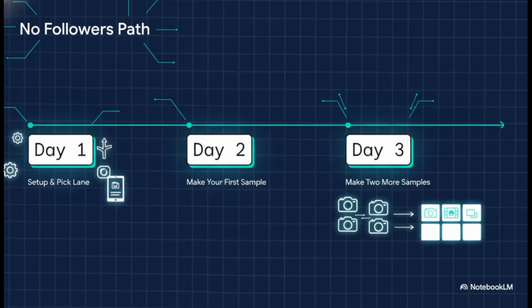Okay, let's walk through the no followers path first. This is for you if you don't already have an audience, or if you frankly just don't want to wait for people to come to you. Day 1 is surprisingly simple because, believe it or not, you actually aren't making videos today. You're just getting crystal clear on your target, your job, pick one video type and one type of business.